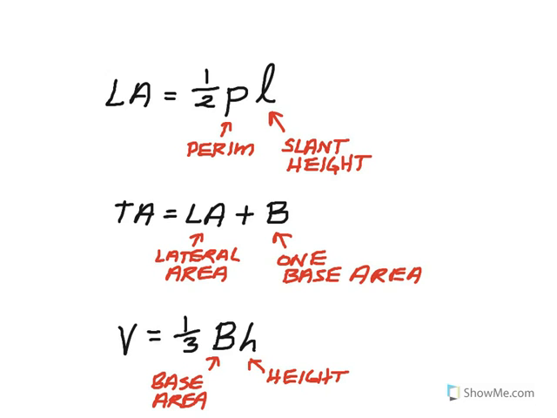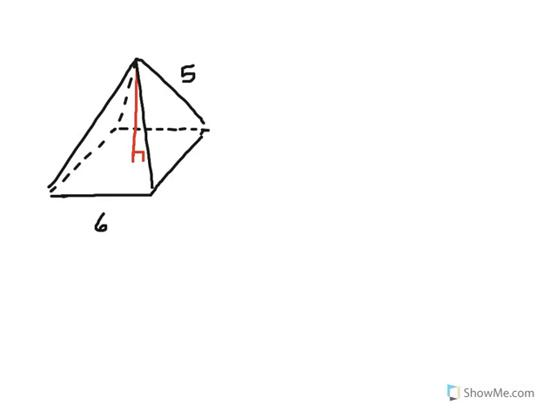So the formulas for finding the surface areas and volumes of a pyramid are here. First, the lateral area, the sum of the areas of the lateral faces of a pyramid, is equal to 1/2 the perimeter of the base times the slant height. The total area is equal to the lateral area plus the area of the one base. And the volume of a pyramid is equal to 1/3 times the base area times the height of the pyramid itself. So let's see how these work.